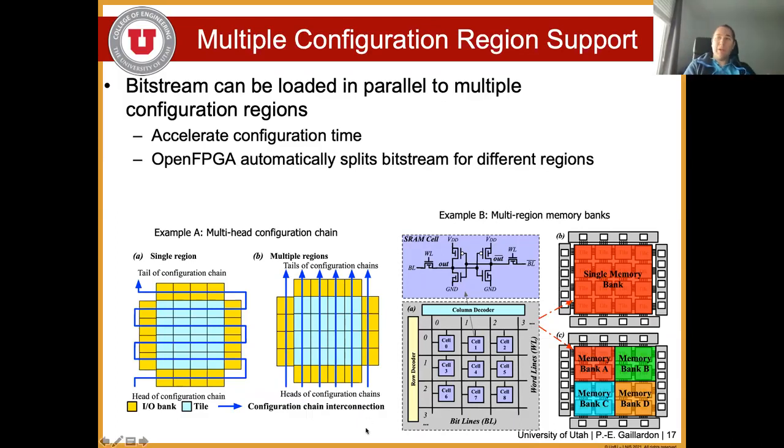So why am I saying that? Because it's not only a hardware problem, it's a software problem. We need your bitstream to follow these kinds of architectures. And OpenFPGA automatically does that for you, which is a nice feature.